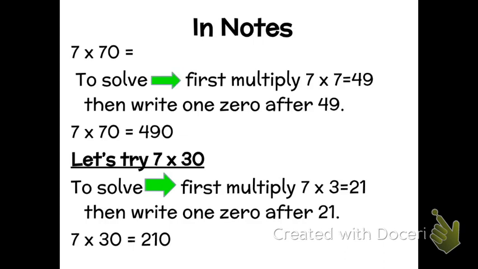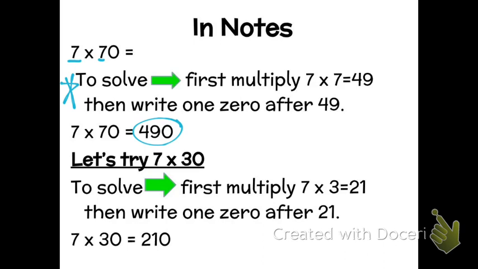To solve, you will first multiply 7 times 7 to get your answer of 49. So again, I started with those non-zero digits. And then you write 1 0 after 49 to give you your actual answer of 490. Again, in your notes, I do want you to actually write down all of this part right here.